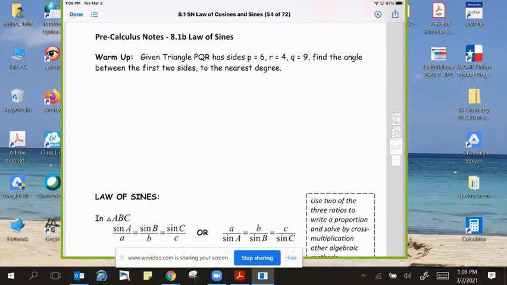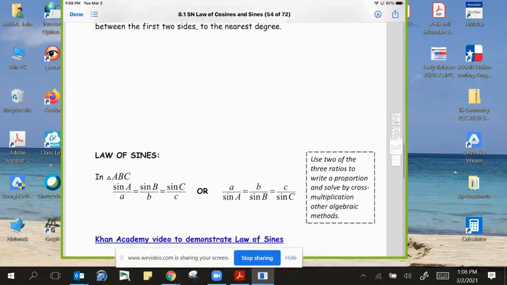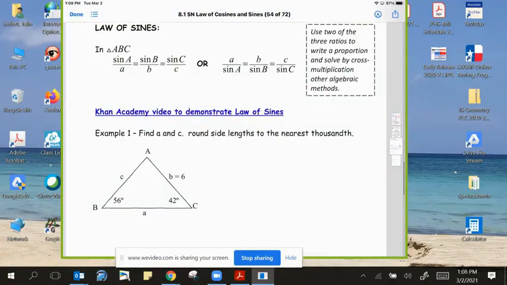Right, everybody. The next part of this lesson is about another law called the law of sines. This warm-up is a law of cosines problem that we just went over, so I'm not going to do it, but it is worked out on the notes key that I will post for you on Classroom. Okay, this next law is called the law of sines.